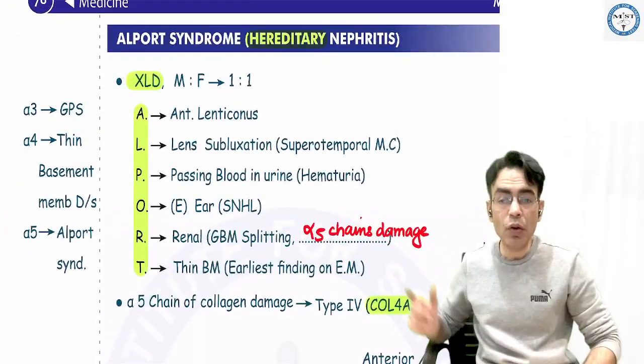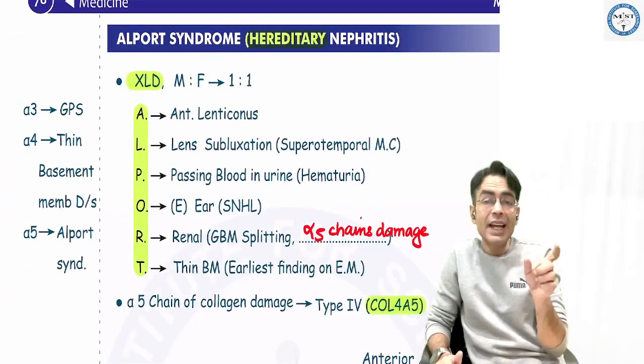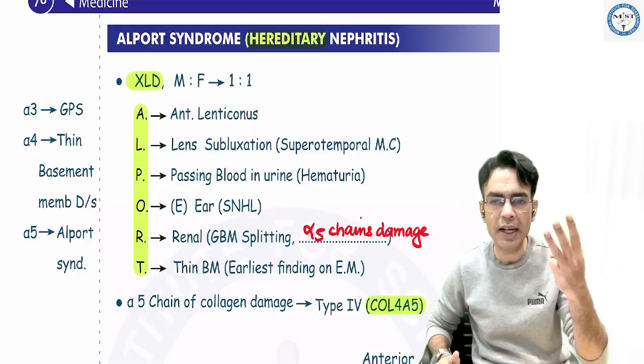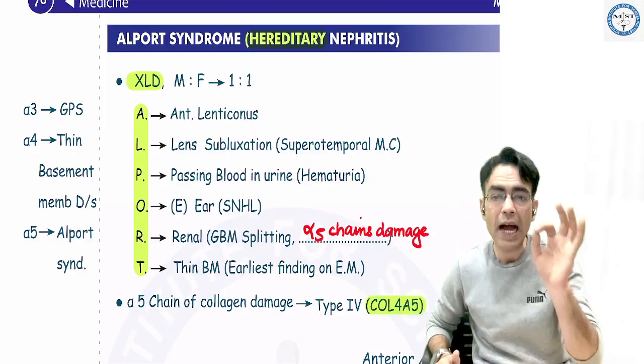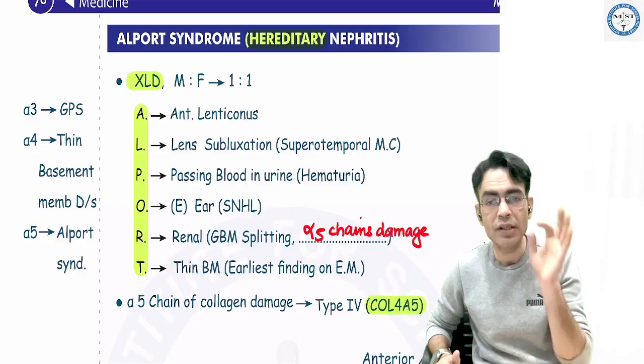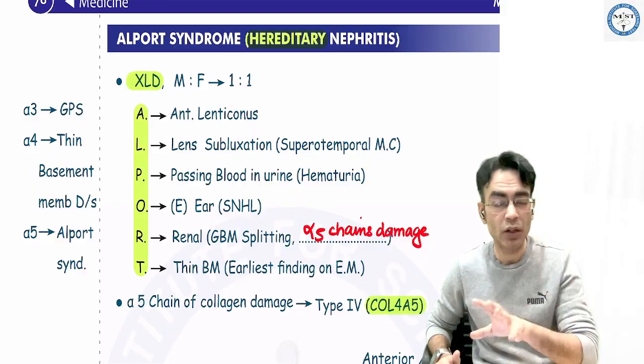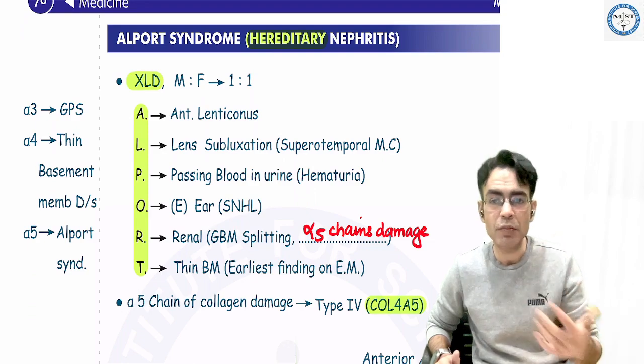And for Alport syndrome, it is hereditary nephritis. XLD है ये, so male to female ratio same रहेगा. And Alport के लिए Alport याद रखना है. 3 organs are getting involved: kidney, eyes and ear. Eye के अंदर you are finding anterior lenticonus and subluxation of lens. And ear के अंदर you are seeing sensory neural hearing loss. And kidney में you are seeing a basement membrane damage.